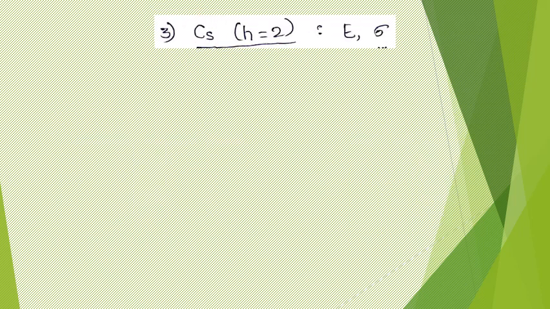Fine. Let's go to the next one. This is the last one in MLS, molecules with low symmetry: Cs.